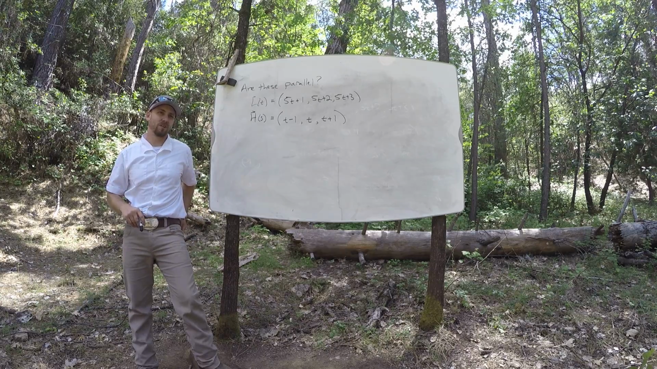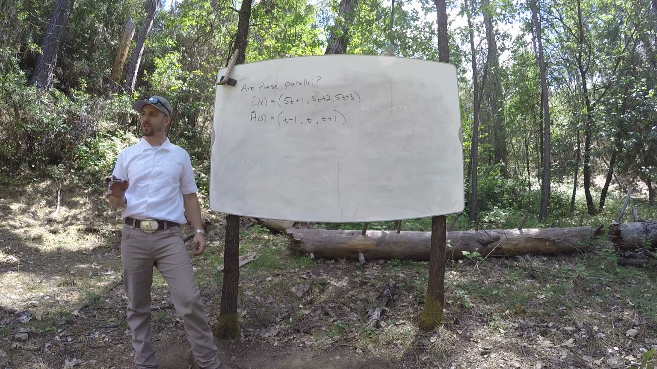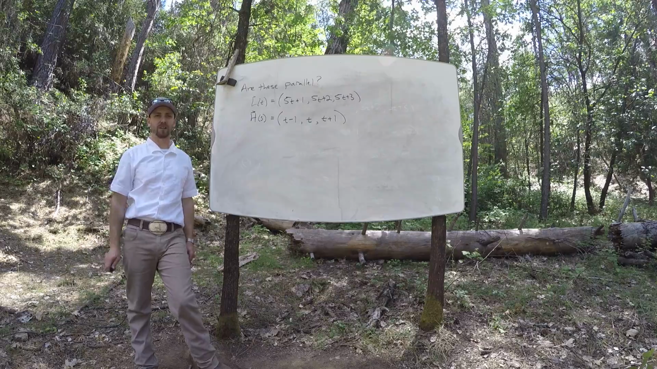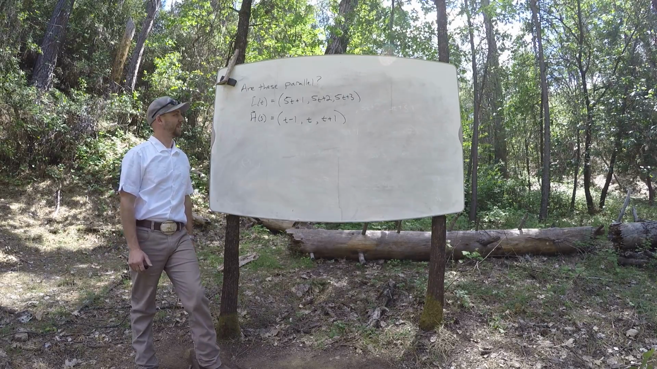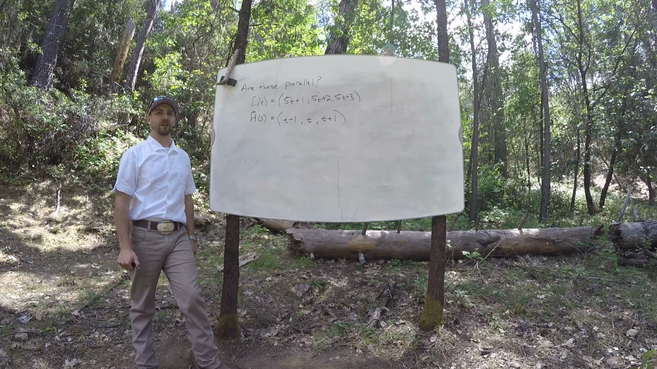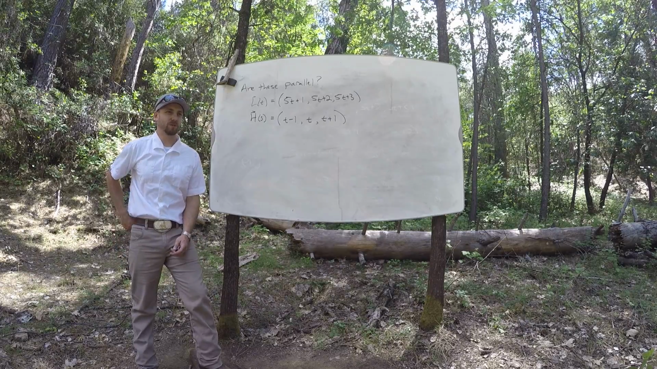Okay, so the same line. Are these two lines parallel? Why or why not? Yes. No. No, because one's a scalar multiple of the other. Okay, so what do you mean one's a scalar multiple of the other?